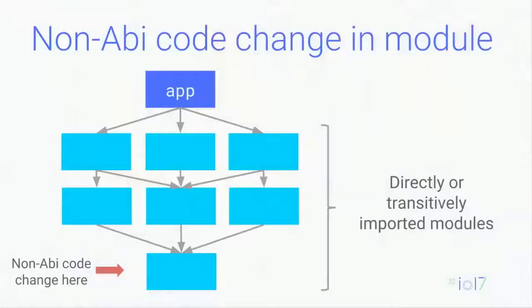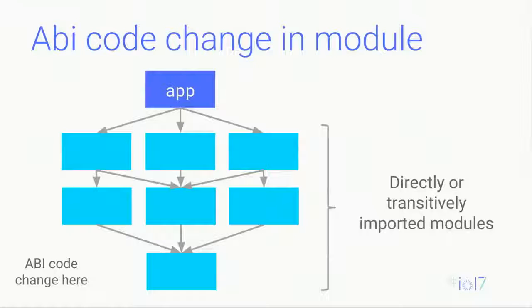Now, let's have a look at how that really ripples when you have a really big hairball of modules. Here we've got only 8 modules, that's pretty simple. But say you have 50 modules, and you have one leaf module at the very bottom, and you're making a non-ABI code change, so that has to be recompiled. That's pretty obvious, right? Now, let's switch to the ABI code change.